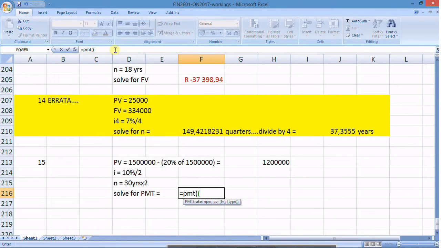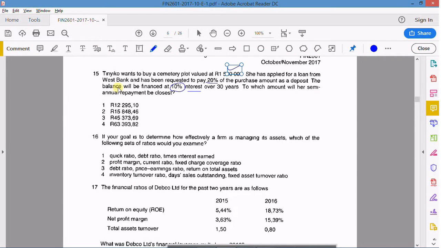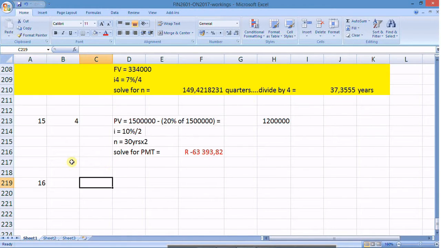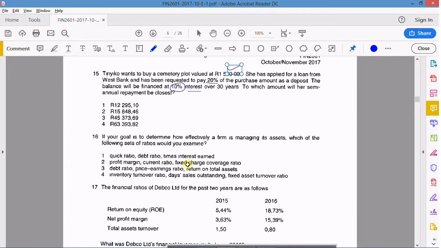Right, the rate, let's check. 0.1 so divided by 2, close brackets. The N, 60. The PV, 120, let's leave it as positive. 120, 0, 0, 0, 0, close bracket, equals 63.393. Got it. It's option 4. Okay, good. You got it, eh? Yeah. Okay. There was only that one I got wrong with that begin mode. Yeah, that's fine. It's just a small little error.